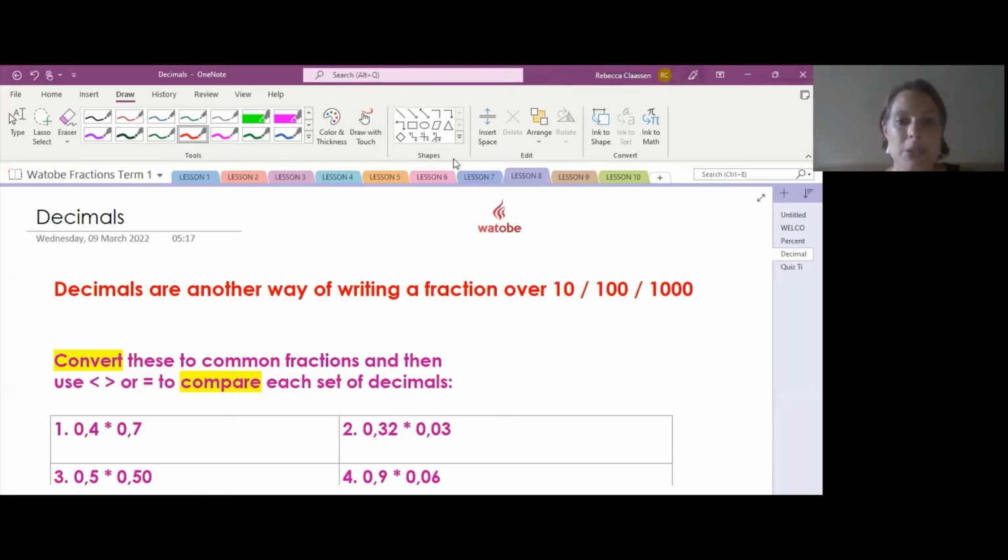Okay. Decimals. So, decimals are another way of writing a fraction when it's over 10, 100, or 1,000. Now, I know you've done decimals in grade 5 and in grade 6. So we're not going to do all of the questions. I'm not going to go right back to the beginning of decimals with you. Otherwise, we're going to be here forever. So let's have a look. First of all, we're going to convert the decimals to common fractions, and then we're going to compare them.